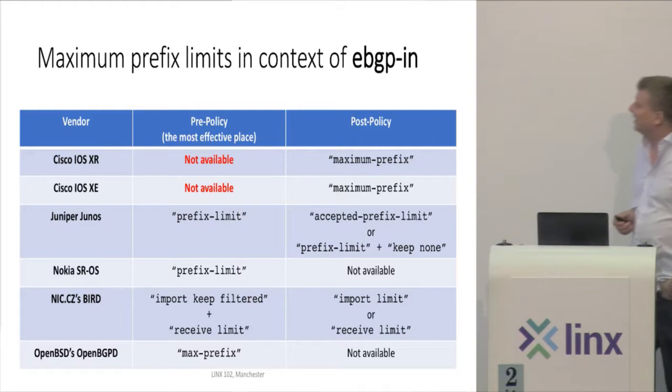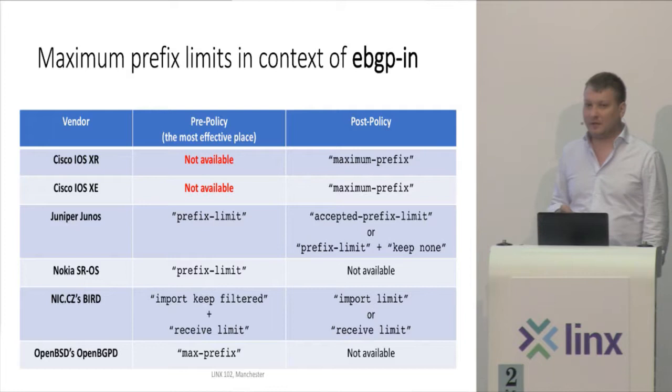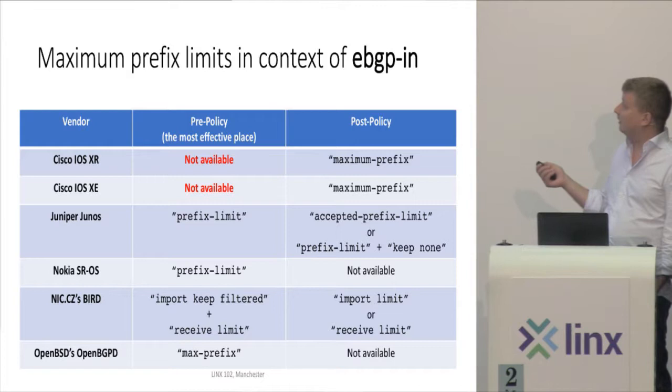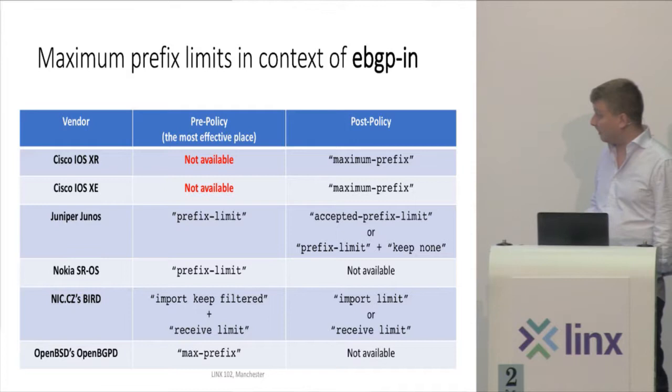On Cisco, the concept of pre-policy limits does not exist. On an IOS XR or an IOS XE device, you cannot configure a pre-policy limit. So that's annoying. And when you type in the phrase maximum-prefix, that is in effect a post-policy enforcement of these maximum prefix limits. On Juniper, it's different.